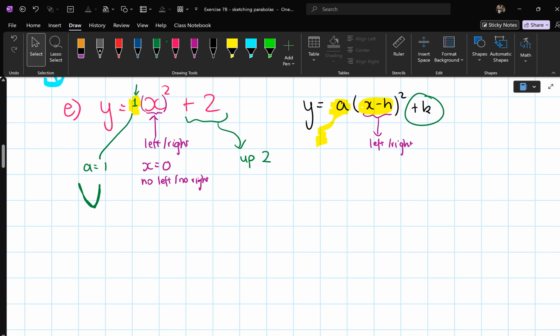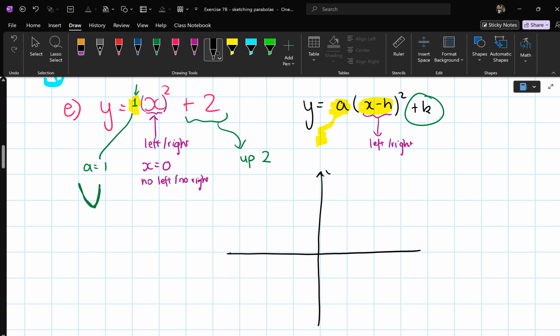If I actually sketch this now, let's put it all together. Here are my axes. Starting from the center, which is at 0, 0, I go up by 2. So 1, 2. Here we go, that's my new point. Remember, it doesn't move left or right, so that's pretty much it. It goes up by 2, so 0, 2, and it's a smiley shape. There's my graph. And you just need to pick another point, and usually in your textbooks, they pick 1.